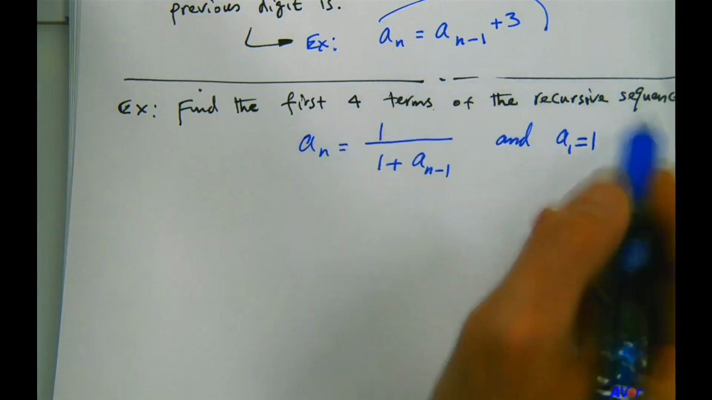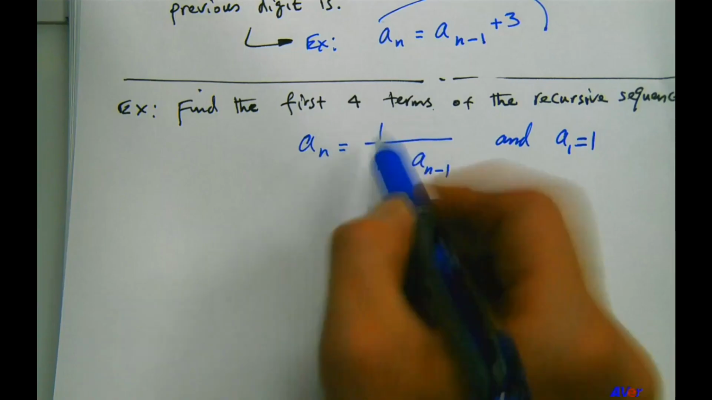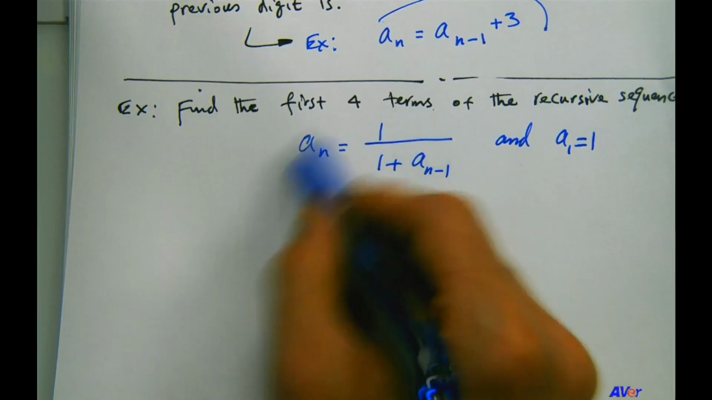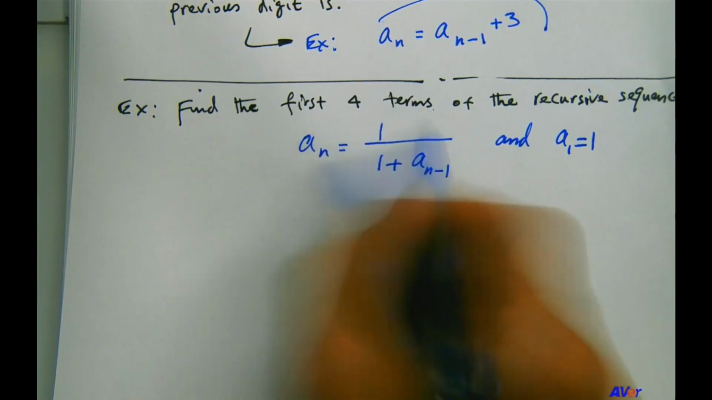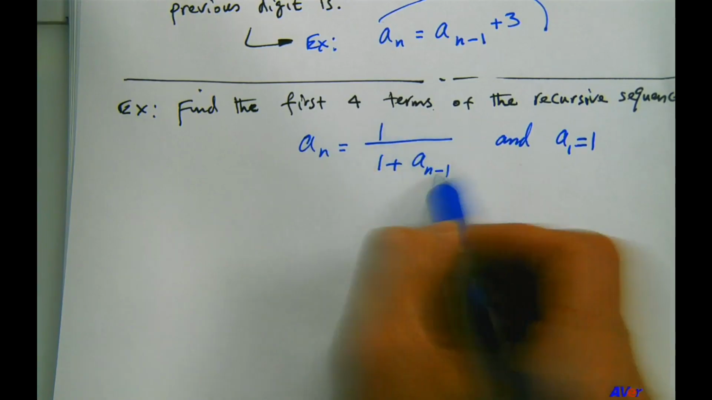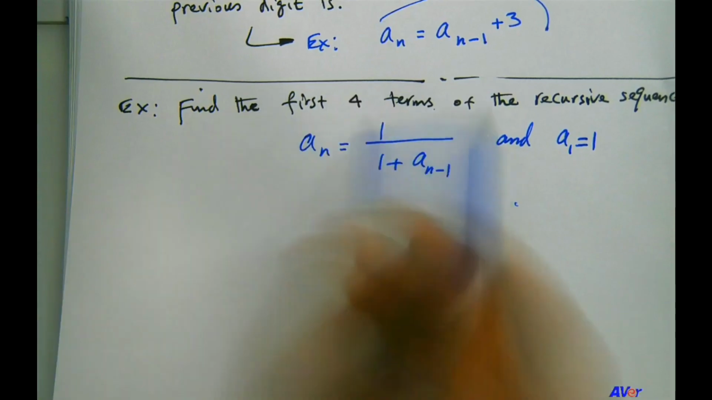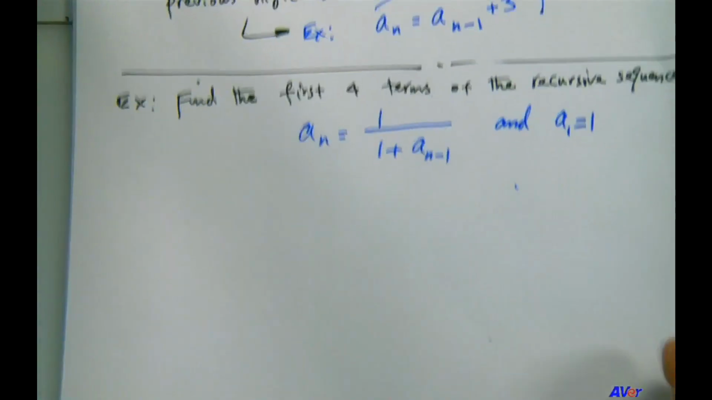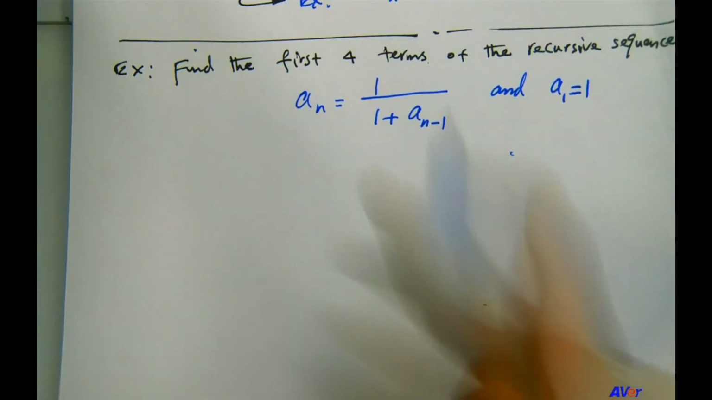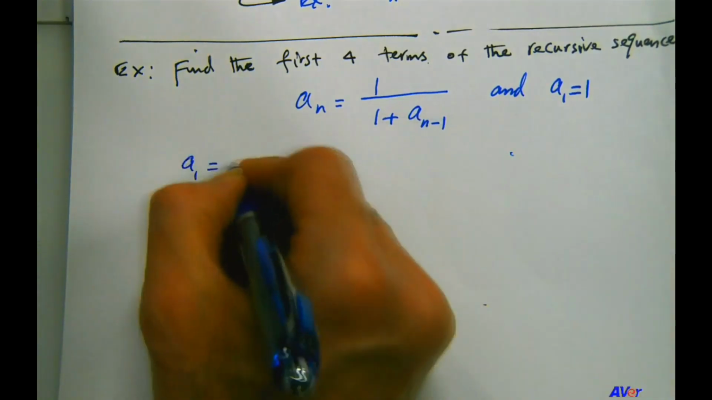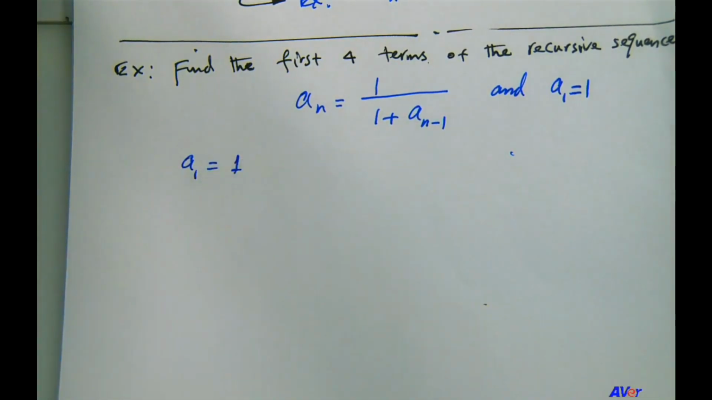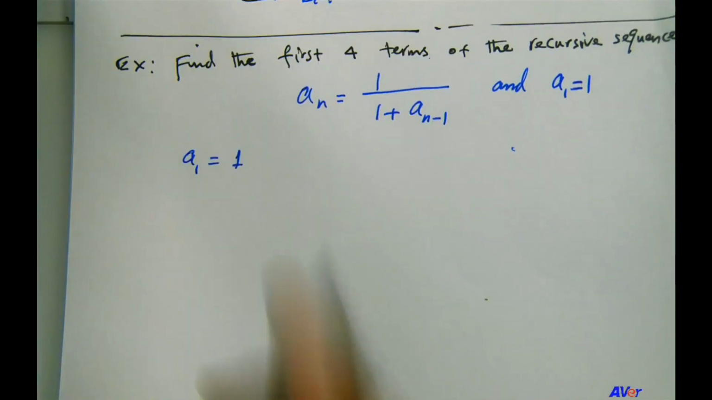So with a recursive sequence, we are given two pieces of information: the nth term formula, and the first term. Now we can find the first four terms. The first one has already been given to us, right? So A1 is equal to 1. We know that, right? So let's find A2.